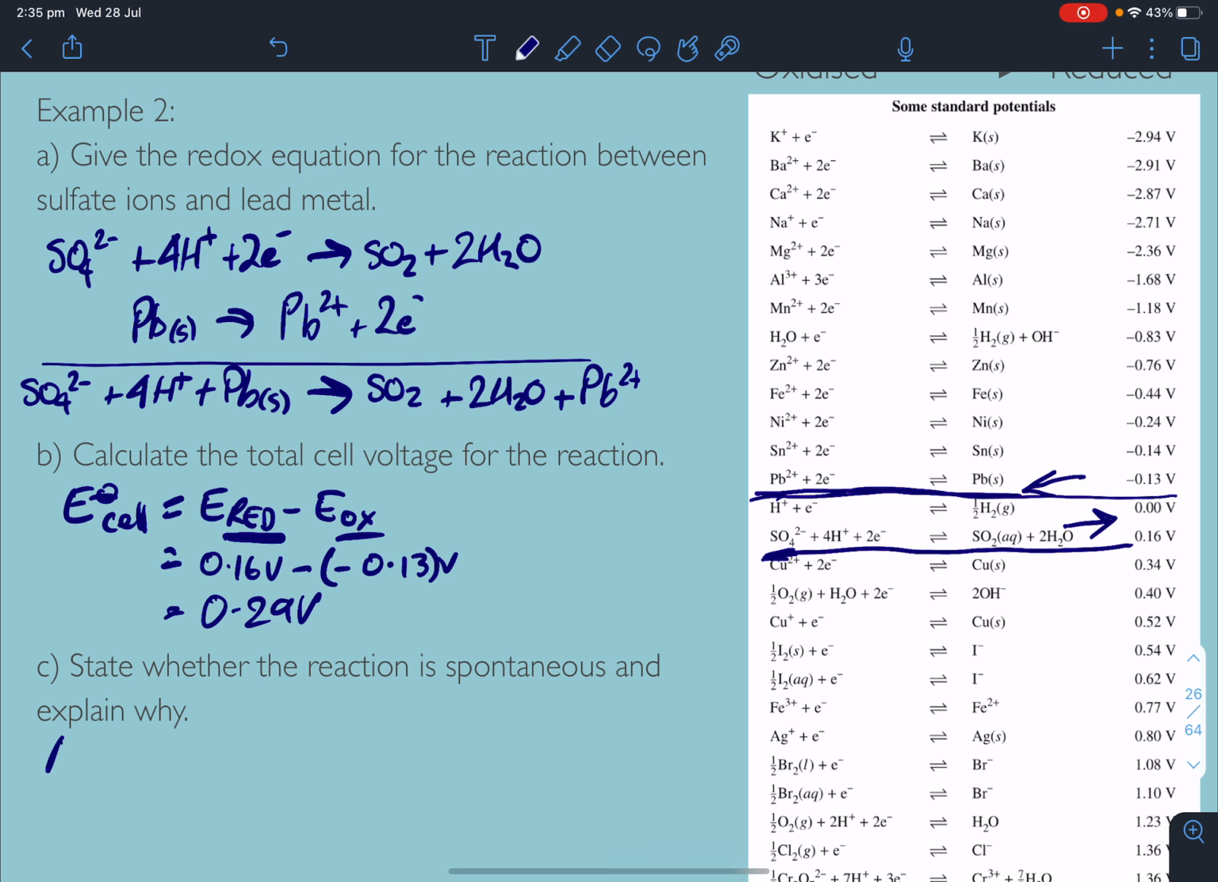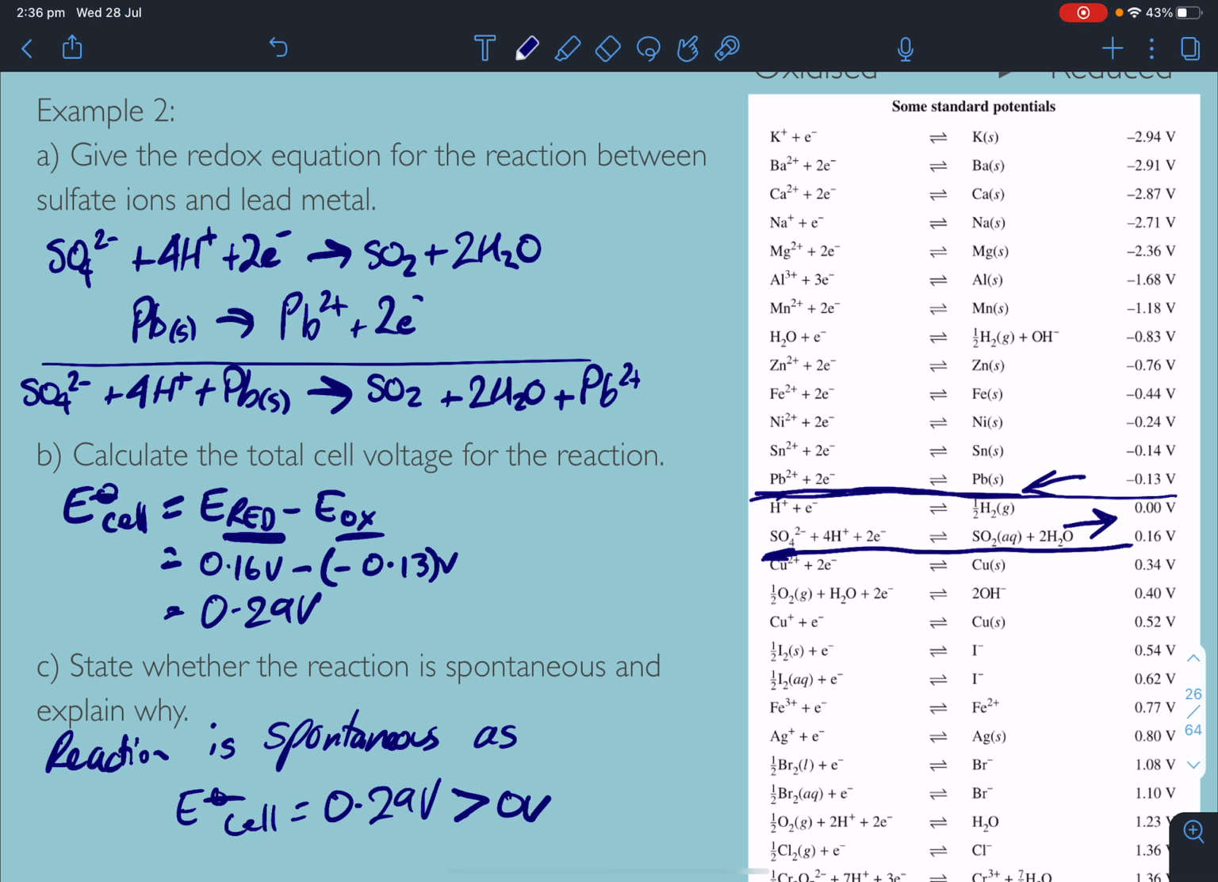So the reaction for part C: the reaction is spontaneous, hopefully I'm spelling that right, as a cell equals 0.29 volts, which is greater than 0 volts.